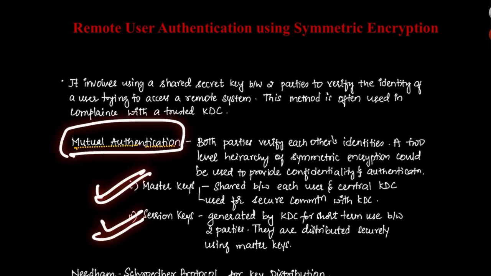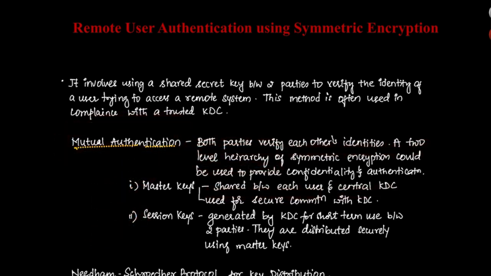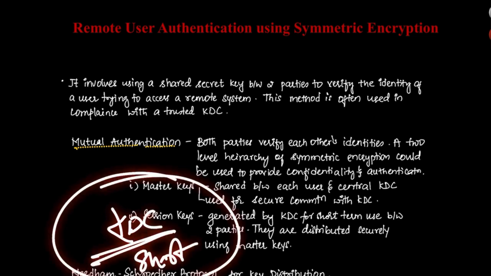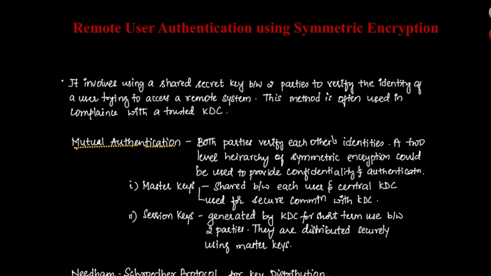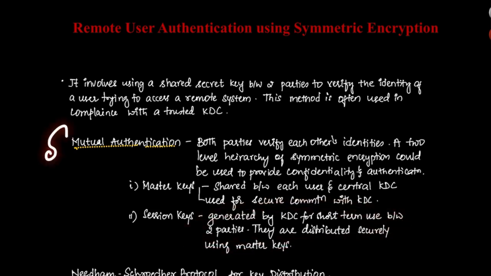In mutual authentication, both parties verify each other's identities. First point, a two-level hierarchy is used here. Master keys are shared between each user and the central key distribution center. They are used for secure communication within the key distribution center. Speaking of session keys, they are generated by the key distribution center. They are short-term, valid only for that particular communication, and they are distributed securely using the master keys. So this mechanism will ensure confidentiality and authentication for communication.